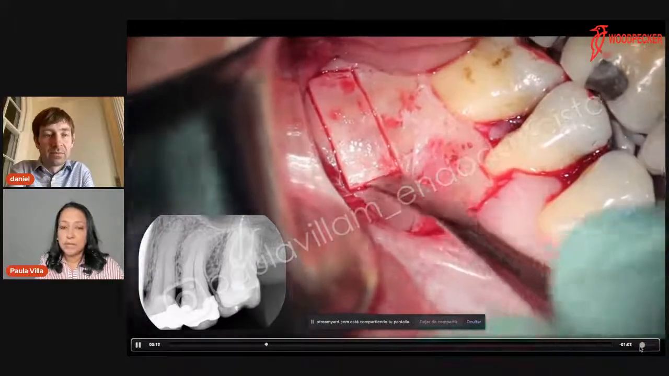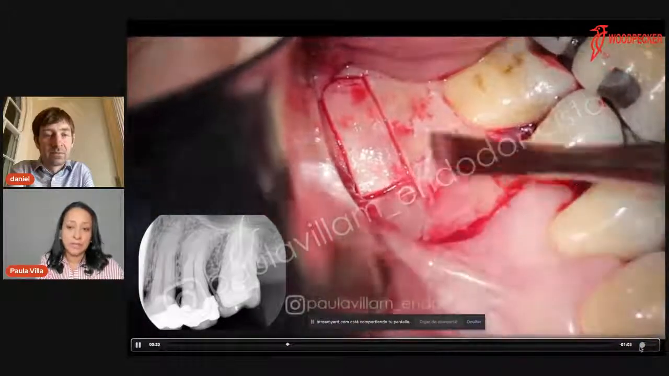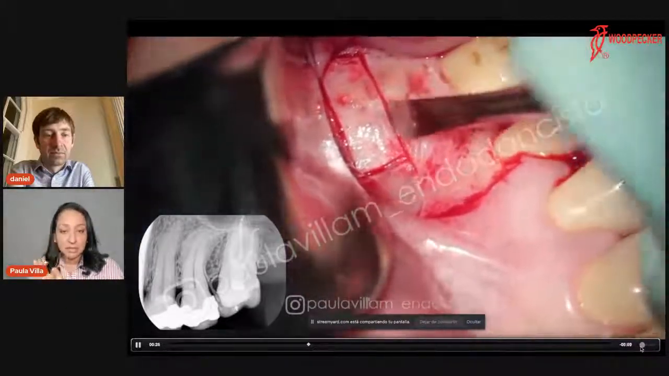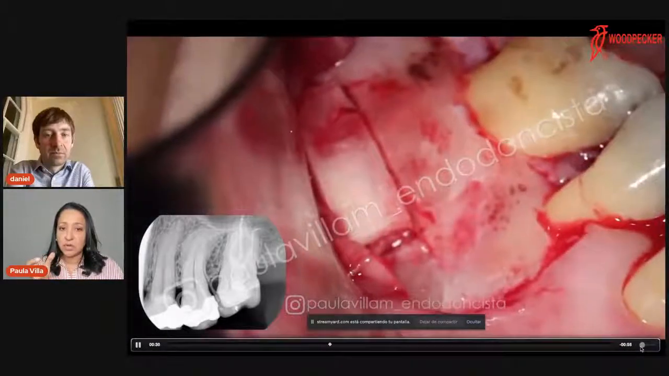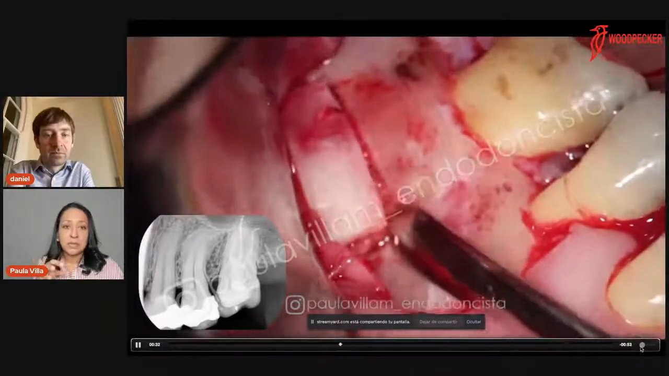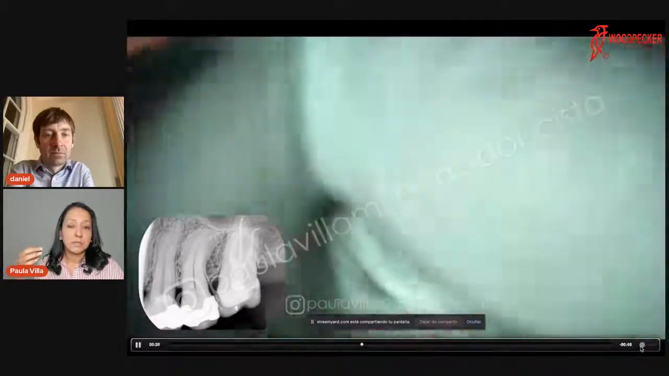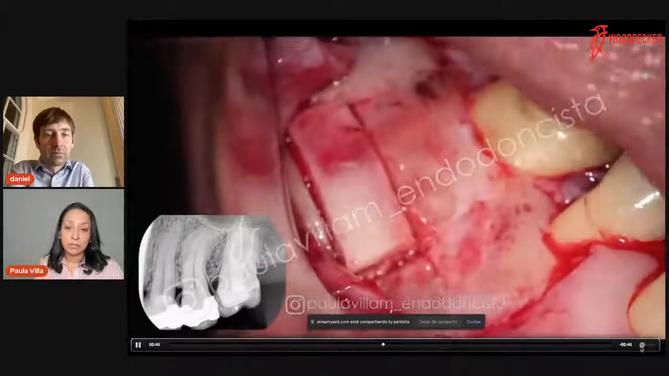I would like to highlight from this case the cutting ability of the piezosurgery devices. Look how thin the cut on the bone is. Then, after removing the cortical bone, we will have enough visual access to cut very precisely the apex of the buccal roots.